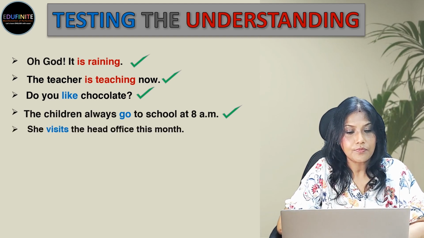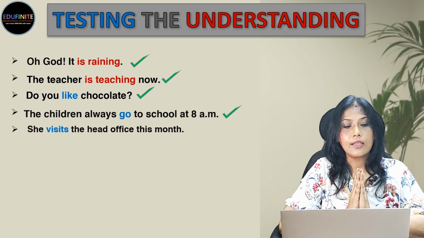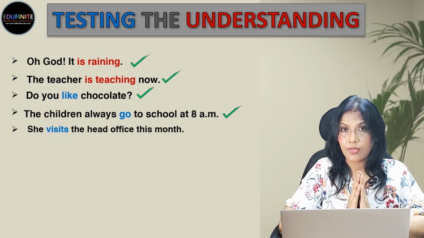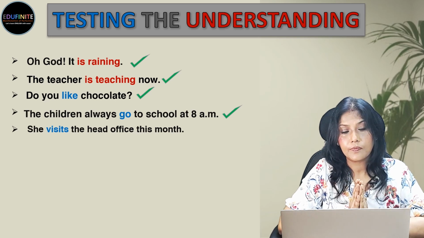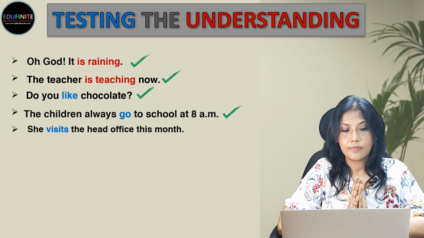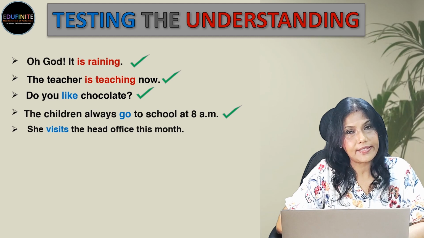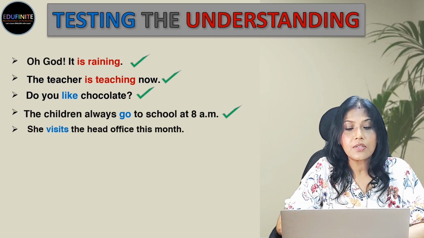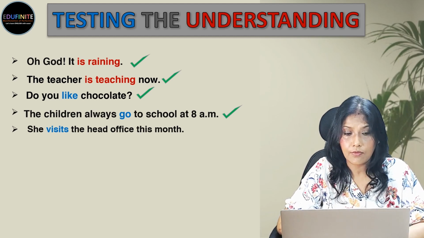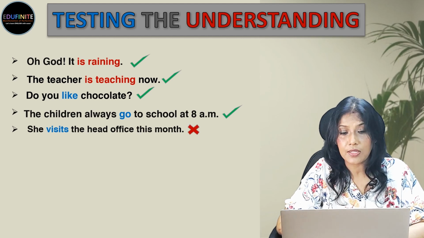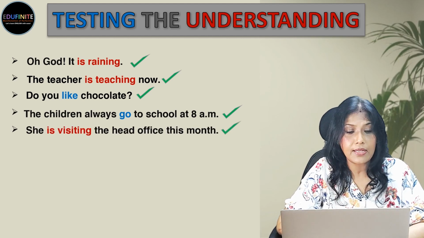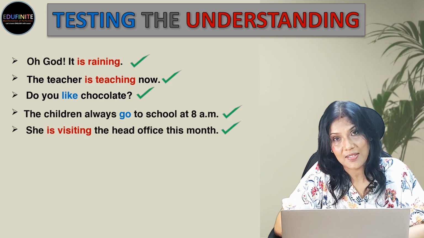Okay, the next one. "She visits the head office this month." What do you think? Is it right or is it wrong? Yes, this is not right. Why? Because this is going to tell us something about the future, and when we talk about something that's going to happen in the future, but we know it's going to happen, what tense do we use? So this is wrong. How do we write it? We write, "She is visiting the head office this month."